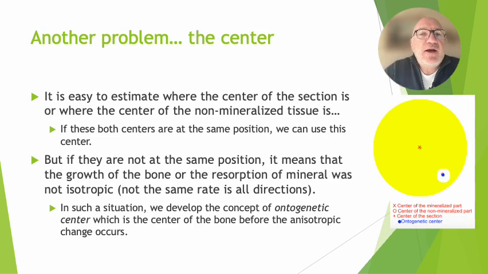Another problem is where is the center of the section. It is easy to estimate where is the center of the section or where is the center of the non-mineralized tissue. If both centers are at the same position, we can use this center. But if they are not at the same position, it means that the growth of the bone or the resorption of mineral was not isotropic, not the same rate in all the directions. In such a situation, which is the most typical situation, we developed the concept of ontogenic center, which is the center of the bone before any anisotropic change occurs. Generally, you should use ontogenic center for your section.